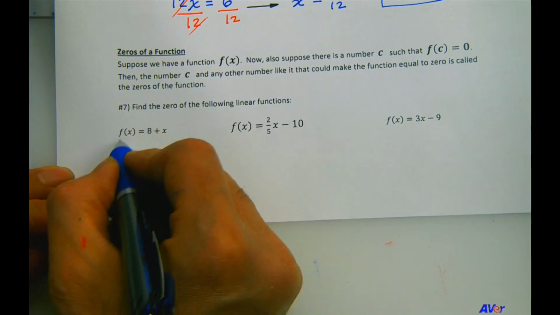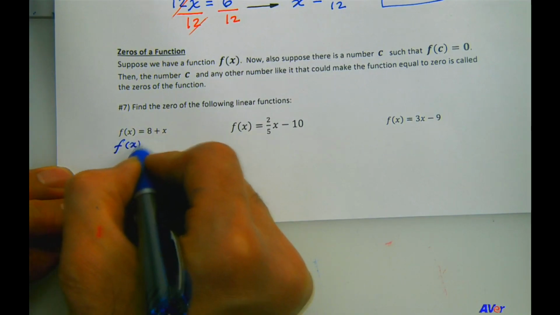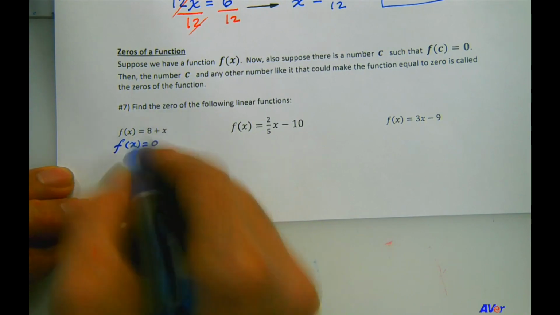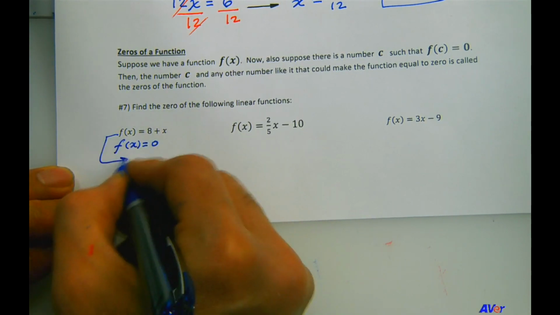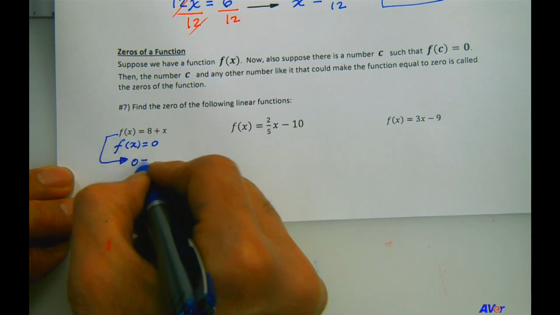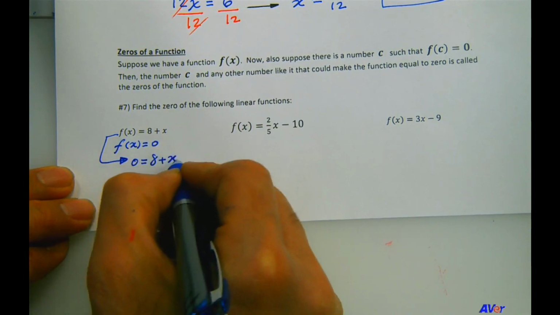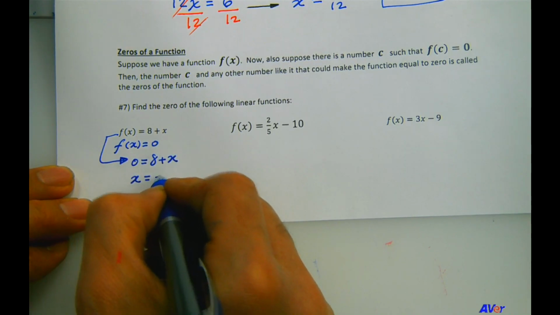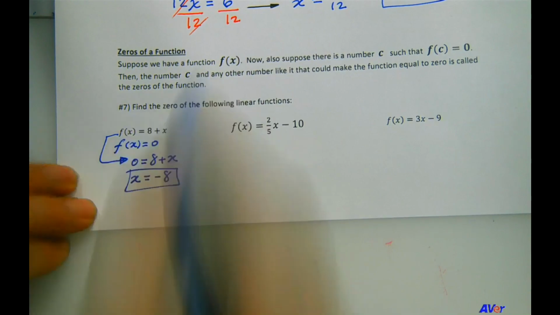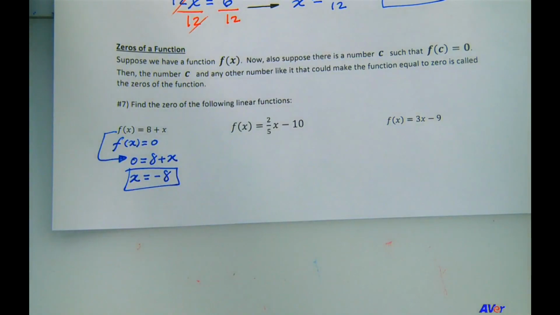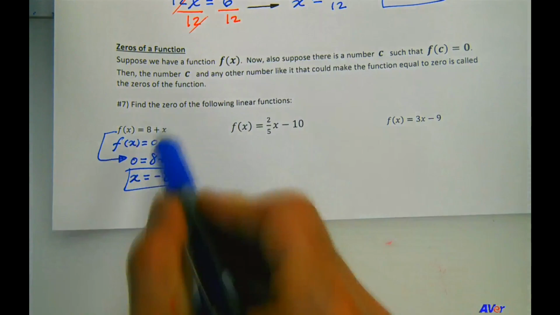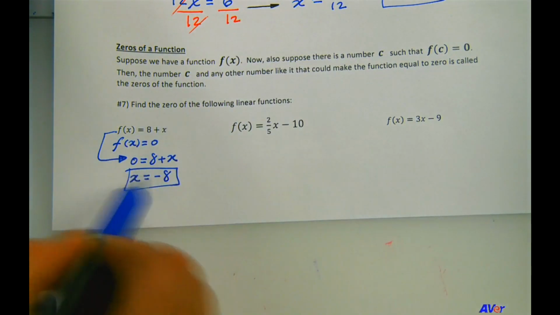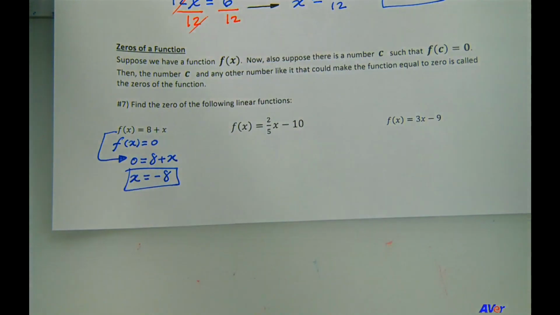Okay, so f of x would have to be equal to 0 for us to have a zero of a function. So let me then replace f of x with 0 equals 8 plus x. Solve for x. What do we get? We get x equals negative 8. That's the zero of that function. So if you plug in for x with negative 8, you get 0. So x equals negative 8 is the zero of that function.